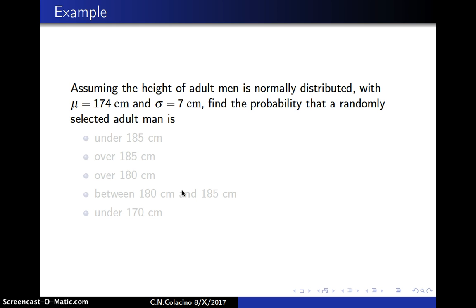This is a particularly important example. Assuming the height of adult men is normally distributed, which it is, with mu, the mean, equals 174 centimeters and sigma, the standard deviation, equals 7 centimeters, find the probability that a randomly selected adult man is A. Under 185 centimeters, B. Over 185 centimeters, C. Over 180 centimeters, D. Between 180 centimeters and 185 centimeters, E. Shorter than 170 centimeters.